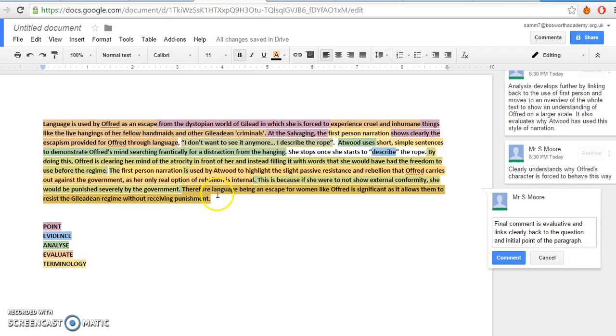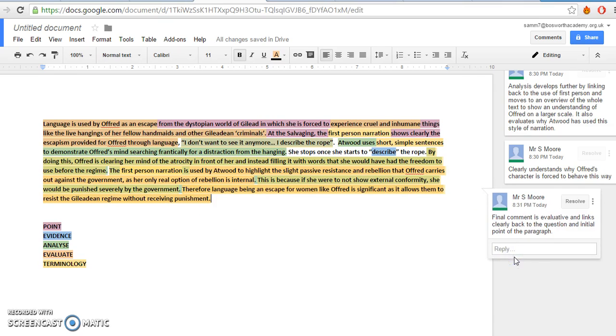And the final part of this paragraph, therefore language being an escape for women like Offred, its significance, it allows them to resist the Gileadian regime without receiving punishment. It's evaluative, it links back to the question about language, it links back to the point, and this idea of significance is key. There's no point in exploring things if they're not going to be significant in a novel. This is significant because this is exploring her oppression, and it's exploring why she needs to escape. And if you can make evaluative comments at the end of each paragraph, then you're going to be ticking the boxes for the higher bands.